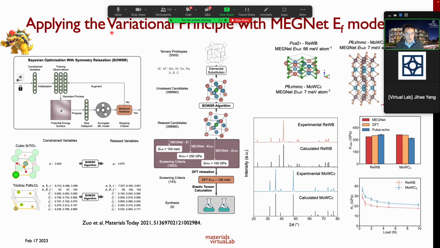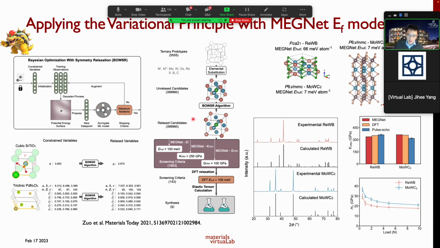And this was basically what we did. We used a Bayesian optimization with symmetry relaxation process. In other words, we constrain the lattice parameters and atomic positions by symmetry. We then use Bayesian optimization to propose the next set of lattice parameters, and we then use the MEGNet formation energy model to predict the energy. And if it is a lower energy structure, we will accept it, and if it is a higher energy structure, we would reject it. And in the process, we can relax our crystal structure.